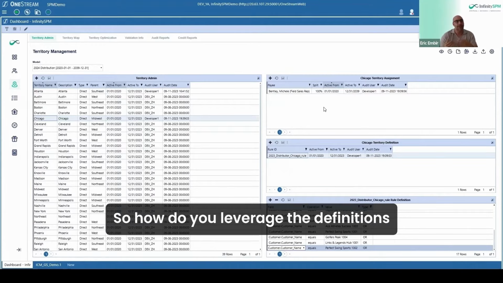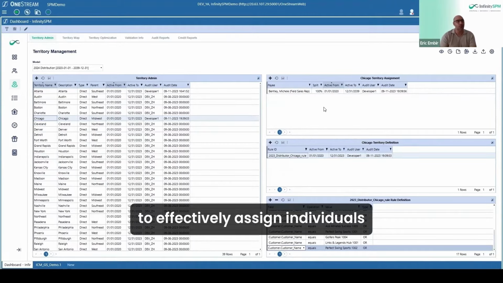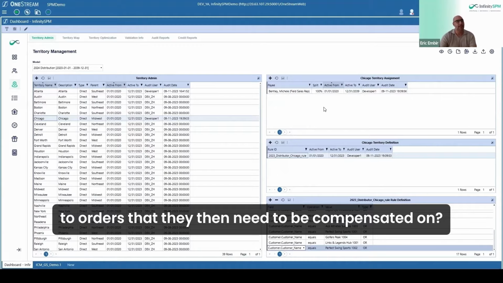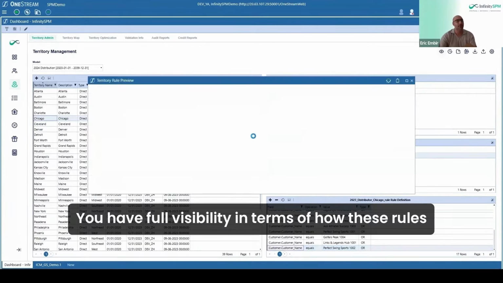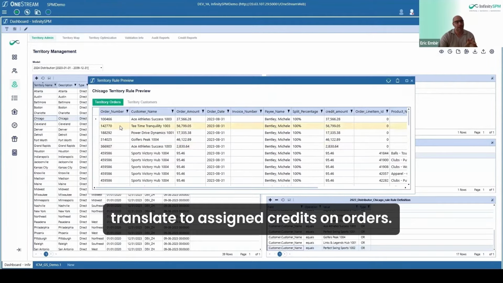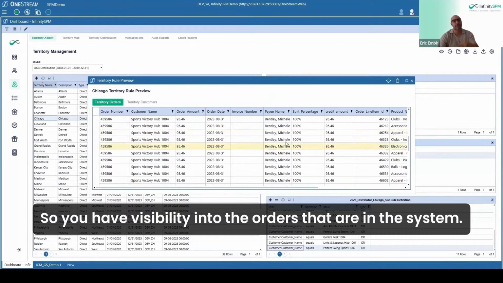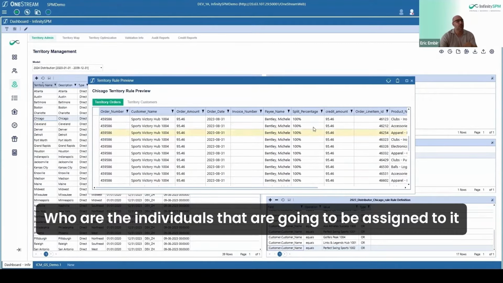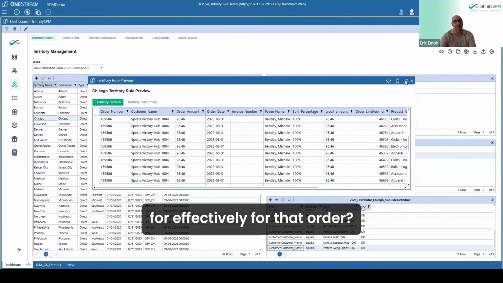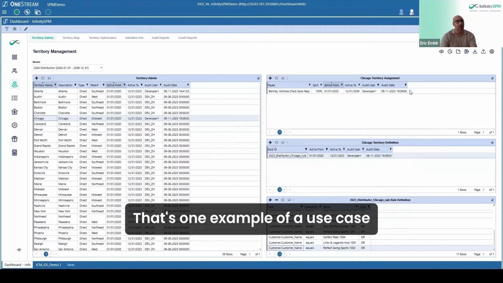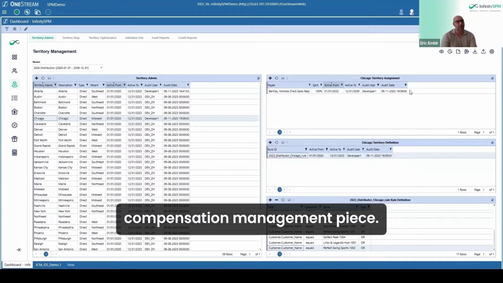So how do you leverage the definitions and rules of these territories to effectively assign individuals to orders that they then need to be compensated on as part of the compensation program? You have full visibility in terms of how these rules translate to assigned credits on orders. So you have visibility into the orders that are in the system, who are the individuals that are going to be assigned to it, and at what split percentage are they going to receive ownership for that order. That's one example of a use case that is directly linked to the incentive compensation management piece.